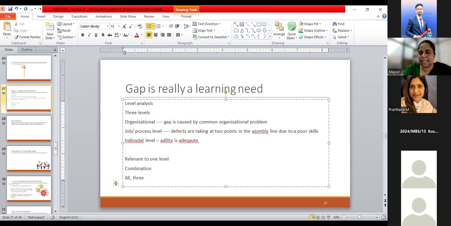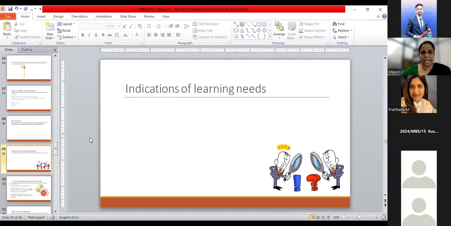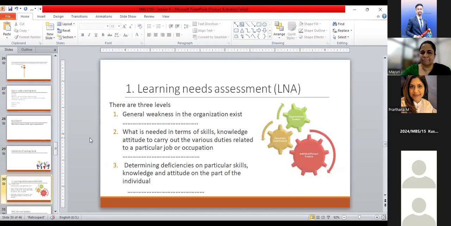So that will tell us whether the identified performance gap can be filled with a learning initiative. We do these three levels of analysis to make sure that the gap we identified can be accommodated with the learning initiatives, right? So that's done. And I have given the three levels here.